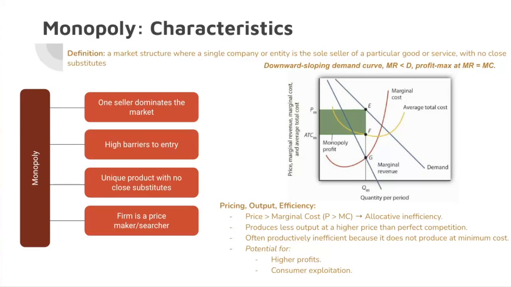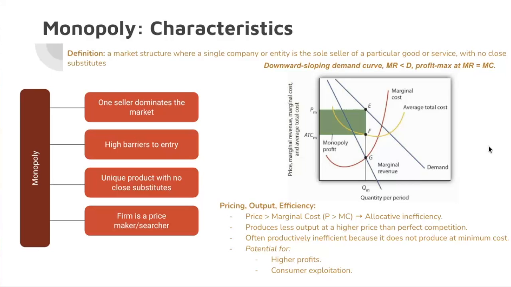This creates a key insight. Marginal revenue is less than the demand curve because lowering prices to sell one more unit means getting less revenue on all previous units. From an efficiency perspective, monopolies are problematic. Price exceeds marginal cost, creating allocative inefficiency. Too little is produced from society's perspective. Monopolies typically don't produce at minimum cost, making them productively inefficient as well.